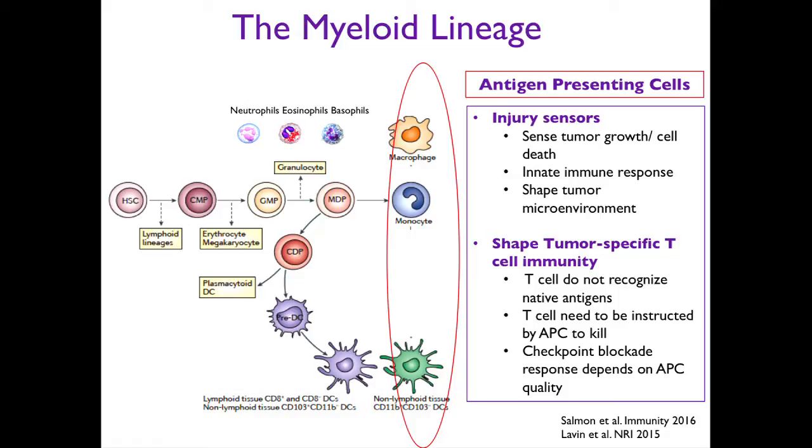So they play a key role in deciding what immune cells are going to surround the tumor cells. But they also play a key role in shaping tumor T-cell specific immunity. T-cells do not recognize native antigens and need to be instructed by APCs to kill.